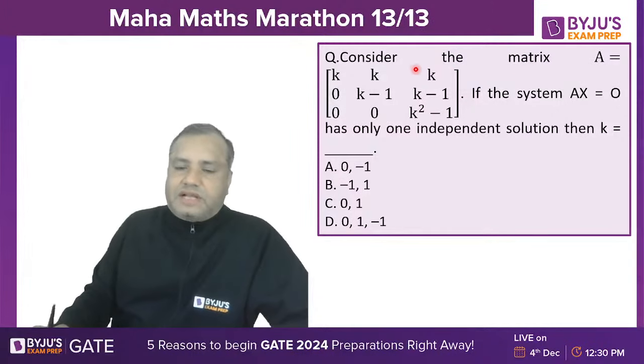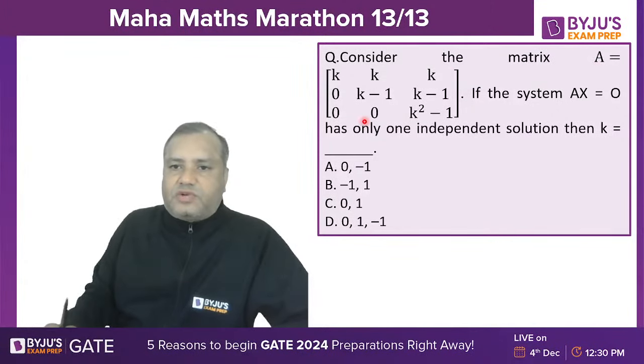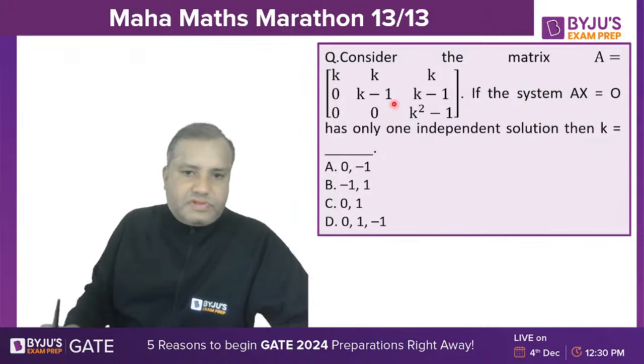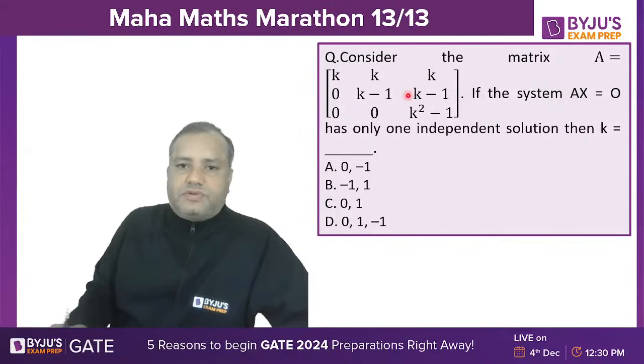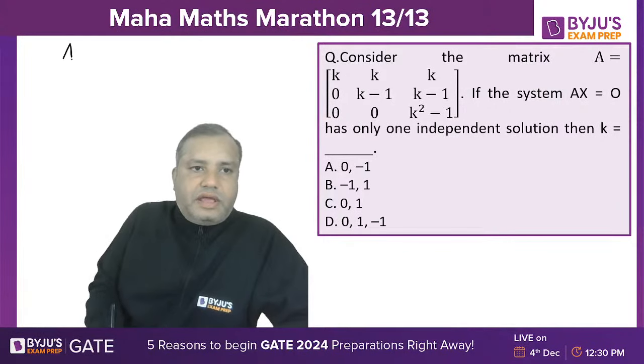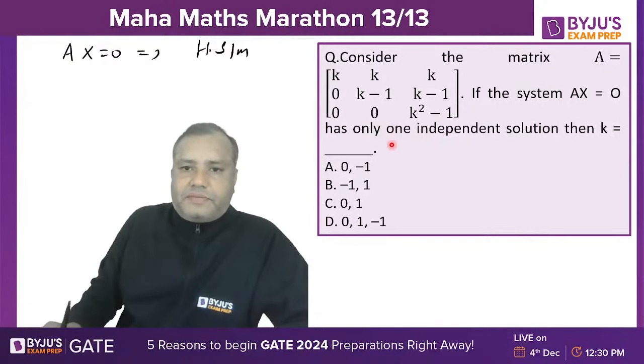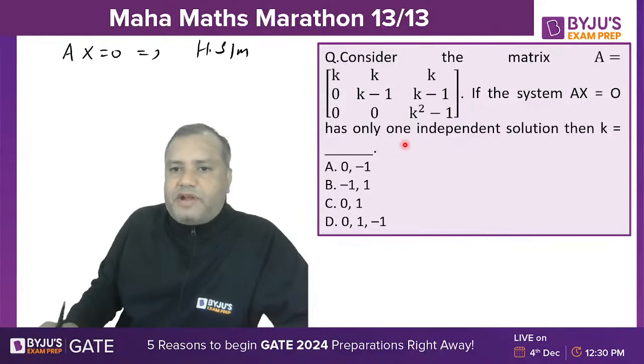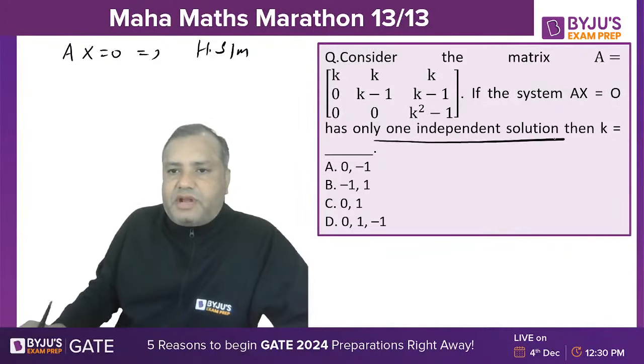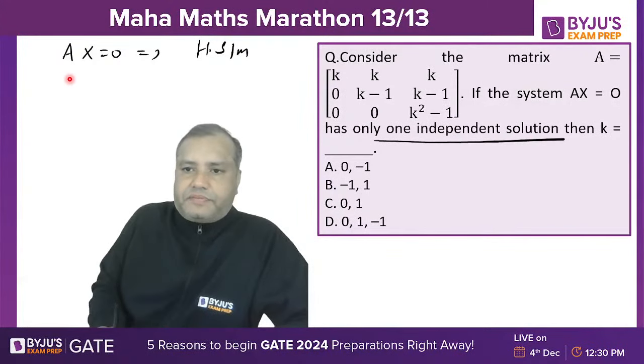See here. Consider the matrix A. This is the coefficient matrix. If Ax equal to 0, Ax equal to 0 means what? Sir, homogeneous system. Very good. Then the number of independent solutions is given. It has only one independent solution. So P equal to n minus r is equal to 1.